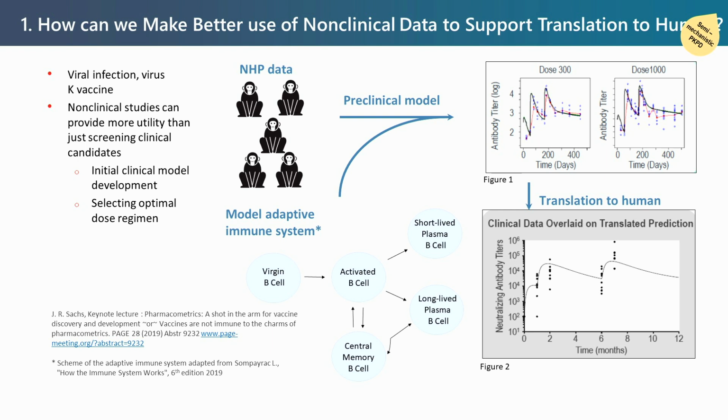So the impacts of this work include increased confidence in the ability to translate findings from non-clinical species and the ability to model the immune response of virus K vaccine. It also changed the planned phase 2 design.